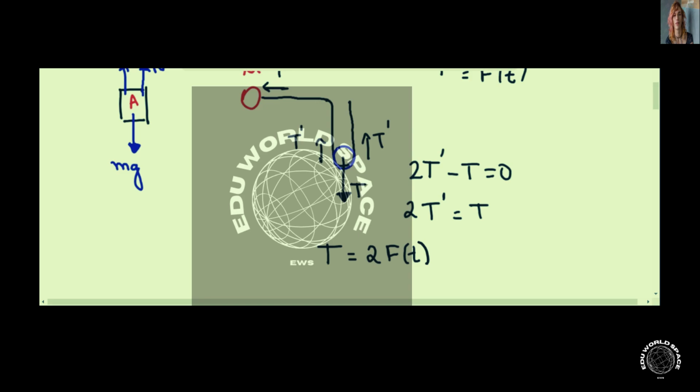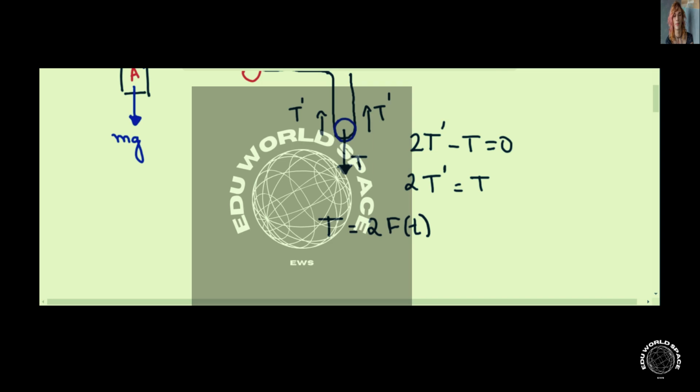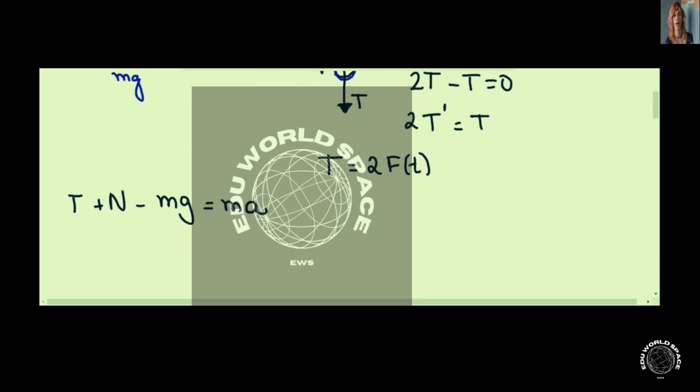Okay, so for block A, we have that T plus N minus mg is equal to the mass of the block times the acceleration. Now notice that when the normal force is present, the block is still at the ground. And as the force T increases, the normal force decreases while the block is still. So A is equal to 0.